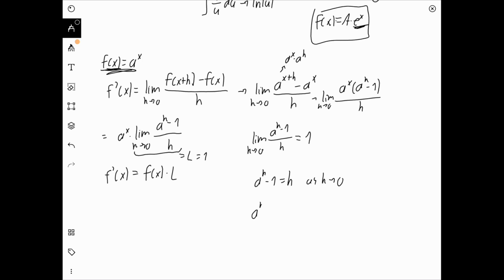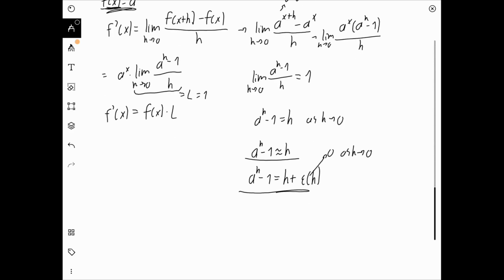So actually, mathematically, if we want to be really correct, we have to say a to the h minus 1 is approximately equal to h. And if we want to work with this expression, we have to add an error term so that we can say a to the h minus 1 equals h plus epsilon of h, where this is just an error term which goes to 0 as h goes to 0. So now we can actually work with this expression, because we can't really work with this. This is just a statement. This is an actual equality.